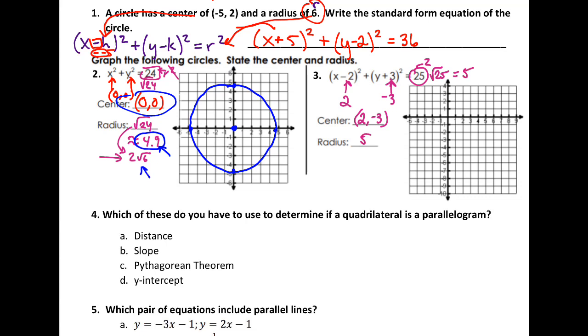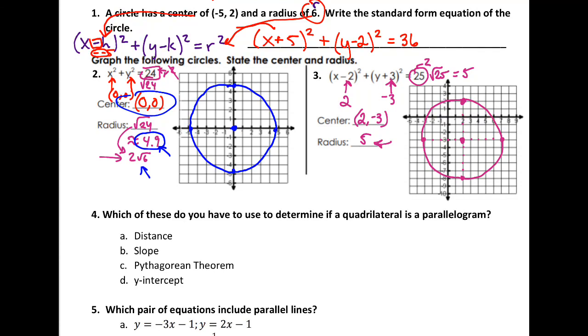So now if we're plotting that, we're going over 2 and down 3 to make our center point. And then our radius is 5, so that's where we're going to go up, down, left, and right 5 units in every direction from the center. So 1, 2, 3, 4, 5. And then make your circle. So same process every time, just basically find the center, find your radius, and then plot those things.